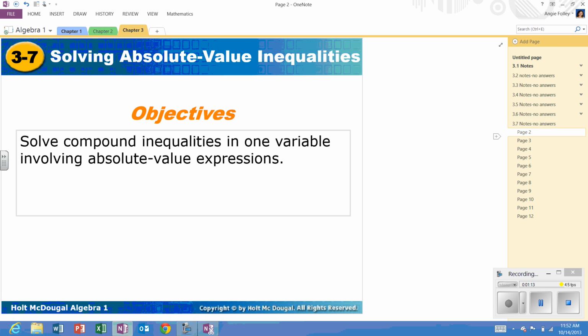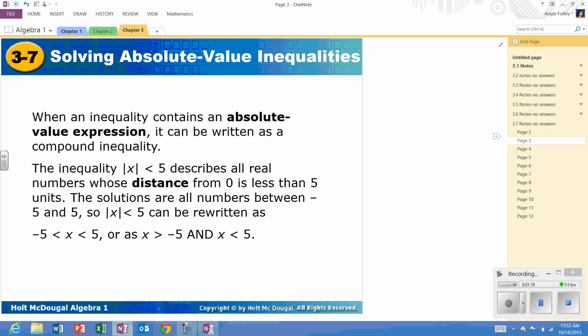So we're going to look at solving compound inequalities that have one variable but an absolute value expression in them. Okay, when we write an inequality that has an absolute value, it can be written like a compound inequality. So that's what we did last lesson where we had the and or the or. So for example, the inequality, absolute value of x is less than 5. It tells all the real numbers whose distance from 0 is less than 5 units. The solutions are all the numbers between -5 and 5.